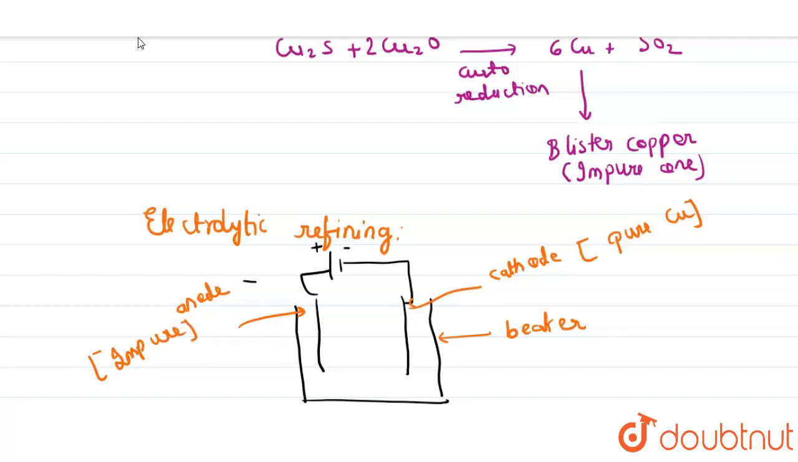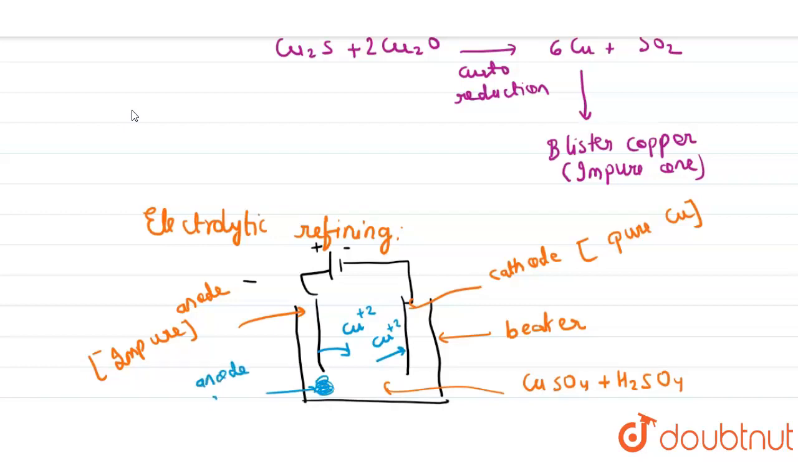The electrolyte solution is copper sulfate plus sulfuric acid. When we do electrolysis, copper plus two ions go into the electrolytic solution from the anode, and an equivalent amount of copper plus two ions get deposited over the cathode. At the bottom, what forms is anode mud. In this way, copper is purified.